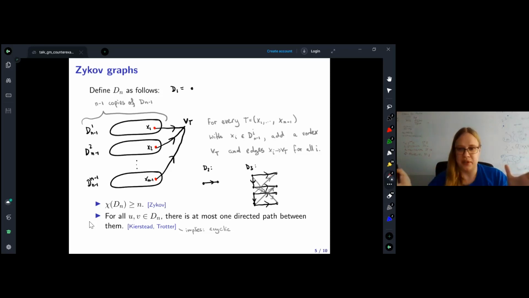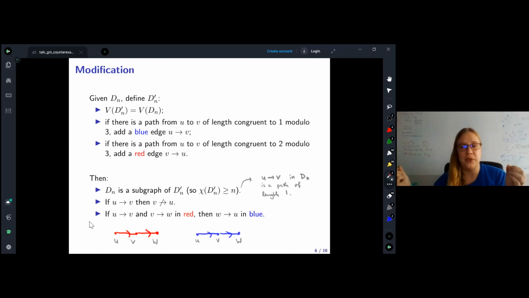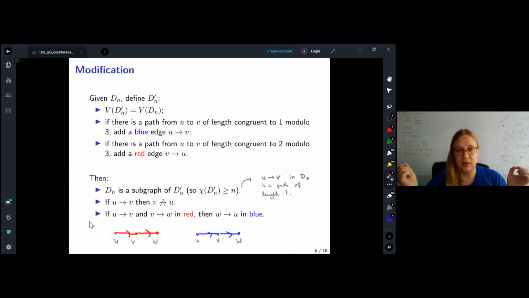And in our construction, we're going to do that except mod 3. And then later you will hear what happens if we change from 2 to 3 to any prime. But here are the rules. I have Dn, which is the Zykov graph with directed arcs. Now I'm going to take the same vertex set and I will add edges according to two kinds of rules.